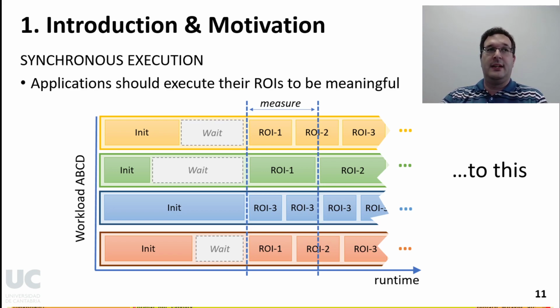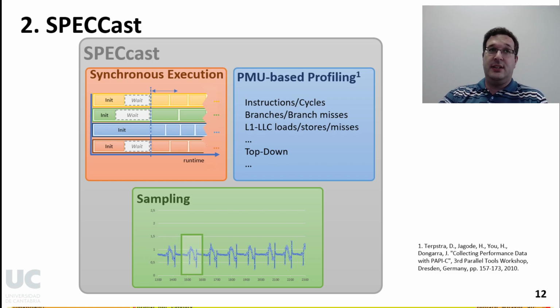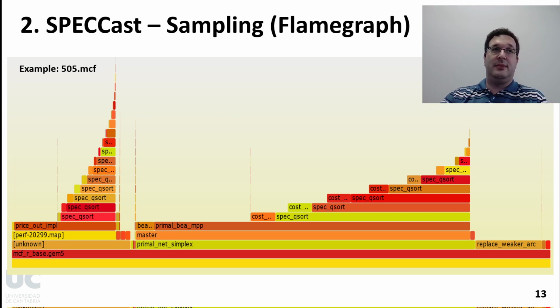And these are the two keys of our solution that we call SPECCast, a methodology that uses sampling plus synchronous execution and performance monitoring unit-based profiling to get fast performance evaluation of heterogeneous multiprogrammed workloads. As mentioned in the previous section, our sampling region selection will be based on the presence of a region of interest inside a loop-based control structure.